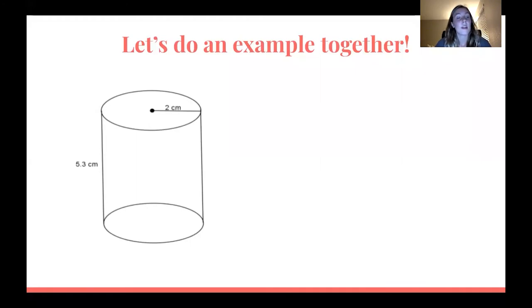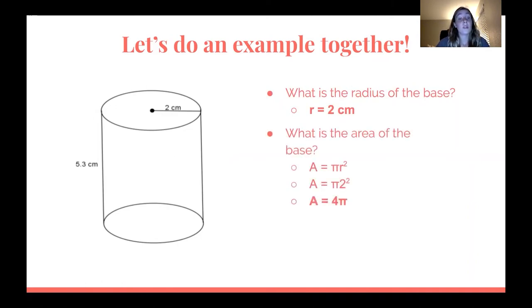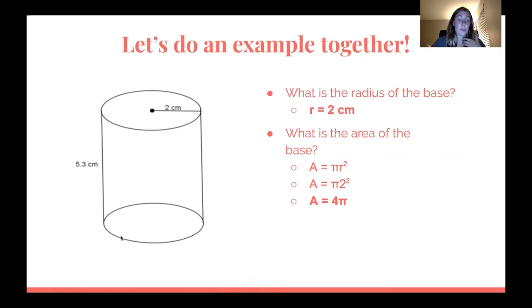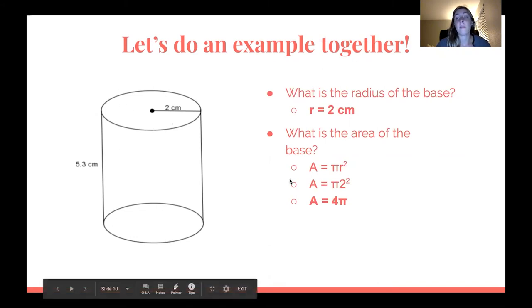So we have a right cylinder here. We know that it has a radius of 2 centimeters and a height of 5.3 centimeters, and we're going to find the volume. So like we said, the radius is 2 centimeters. So first thing we have to do is find the area of the base. And once we find the area of the base, we can then use that to figure out the volume. So although it tells us a centimeter up the top, obviously they're going to be the same because it's a right cylinder, and what's true for one base is going to be true for the top.